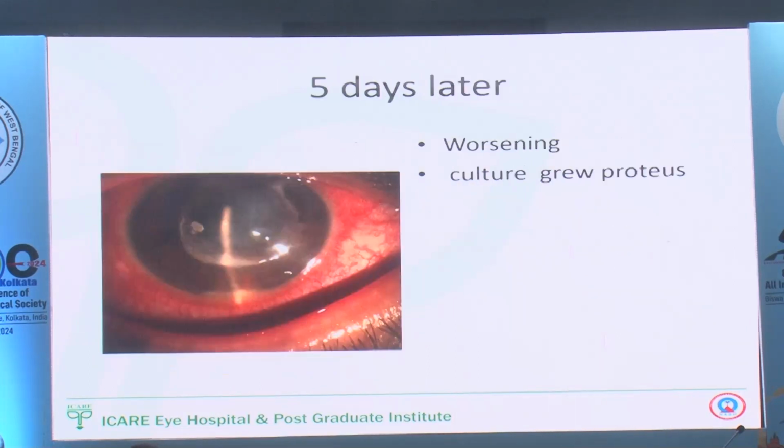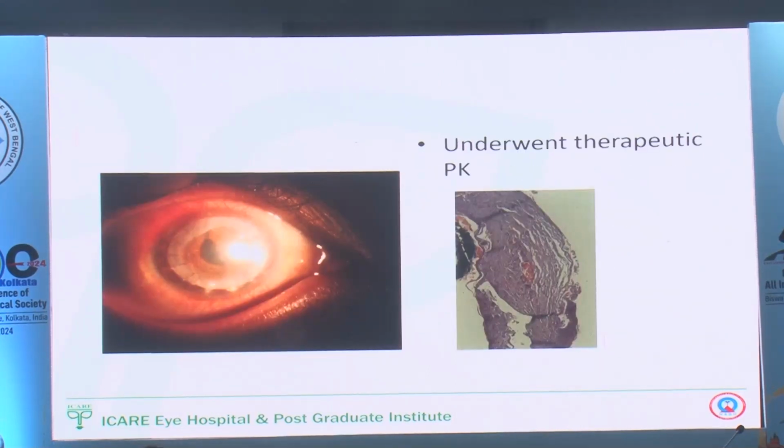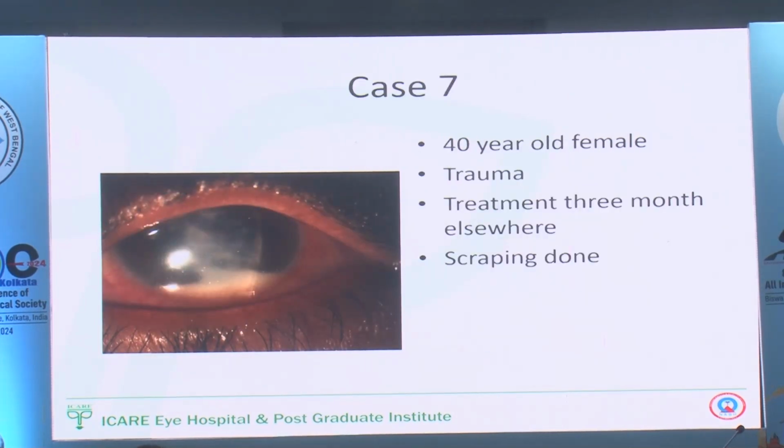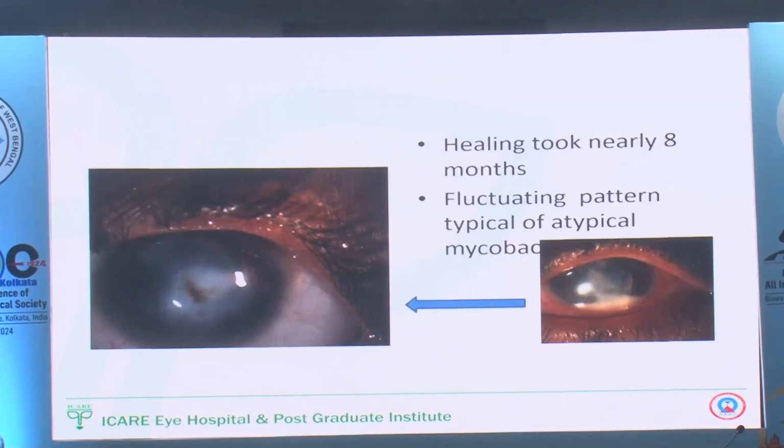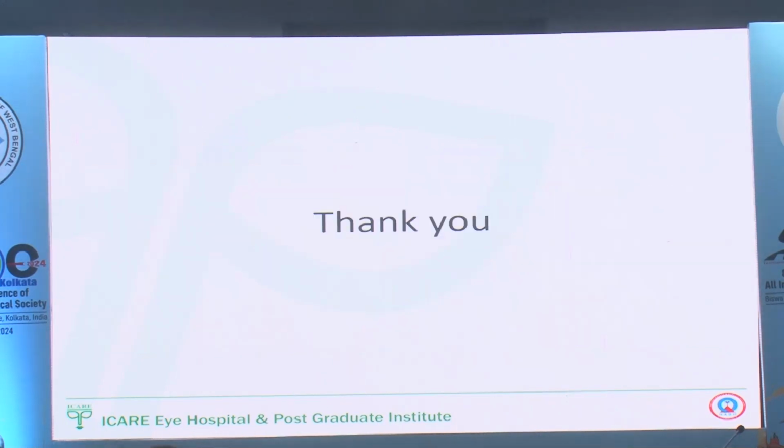So another case where there was fungal keratitis, also there was Proteus, he needed therapeutic keratoplasty. Another patient where there was atypical mycobacteria with coagulase-negative staphylococcus, and it took at least 8 months to heal.